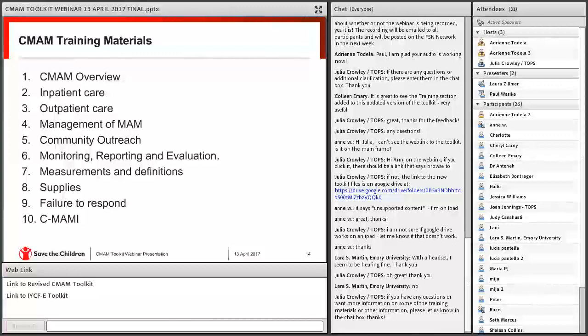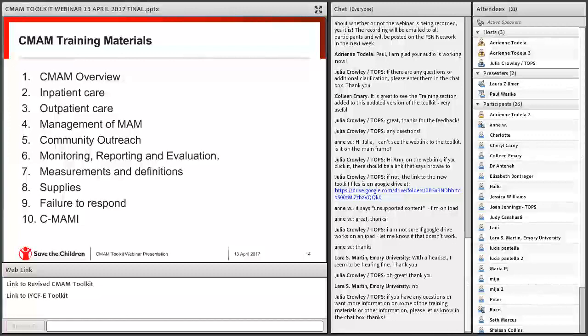Sometimes we've had situations where teams are not quite sure on what to do and cases are not responding to treatment, whether to refer for medical attention, whether to refer to a different program, and how to report on that as well, because it's also a factor of quality in CMAM programming.